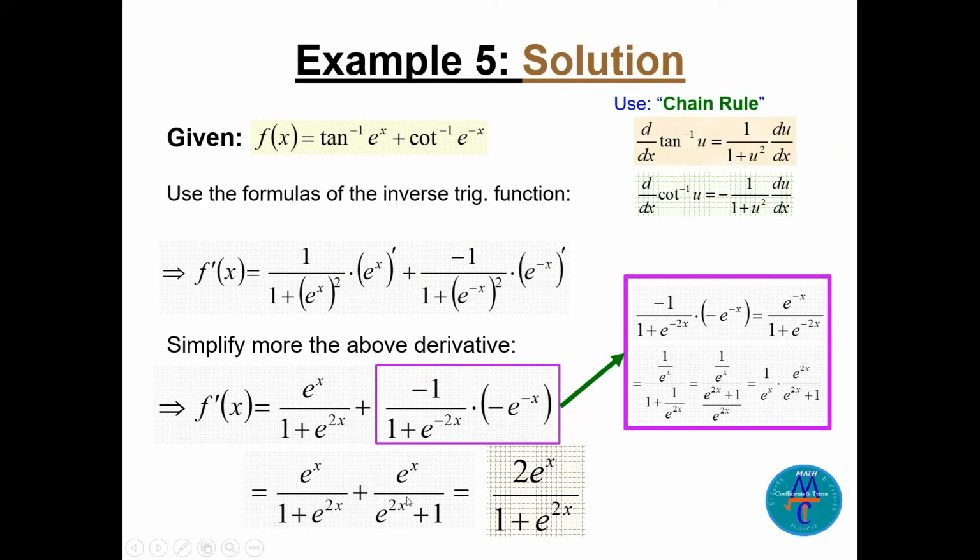You see, this is exactly the same quantity, like y plus y or m plus m. So the final answer for the derivative will be 2 e to the power x divided by 1 plus e to the power 2x. This is f prime of x.